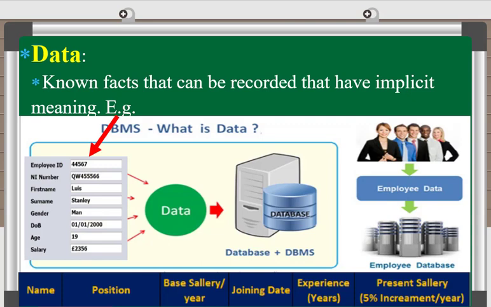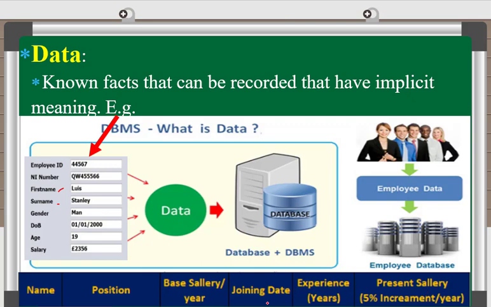Data. What is data? Data is the known facts that can be recorded and they have a specific meaning. Let's take an example. We can capture the employee ID, the employee number, the first name, the surname, the gender, the date of birth, the age, the salary. Similarly, we can capture their name, their position, their salary, their joining date, the years of experience, the present salary. Now, all these is what you are referring to as data.